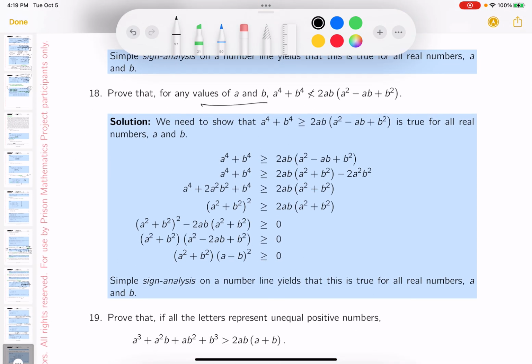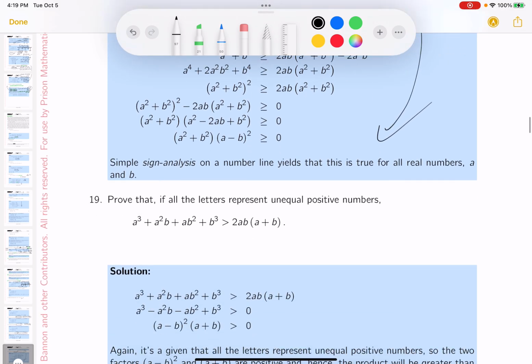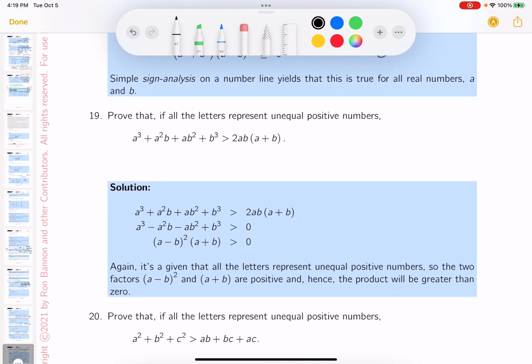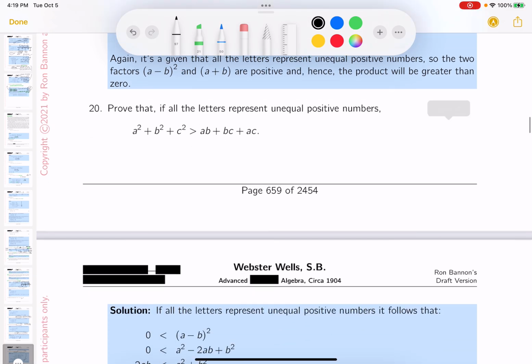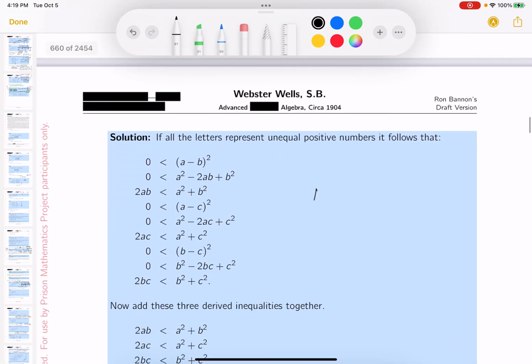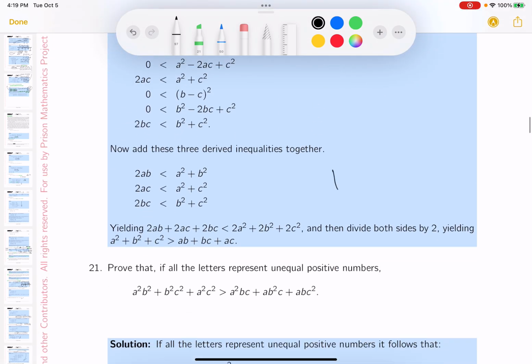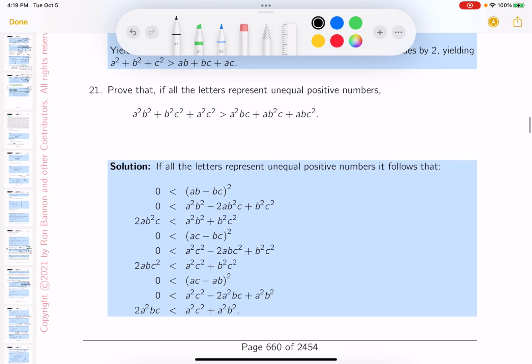Again, they're telling me something about A and B. It's more abstract. I put work over here. You have to look at that. All right, abstract. They do tell me that all letters represent unequal positive integers. Keep that in mind, and I did some work for you over there. Same thing for 20. Make sure you think about it. I know it's tough. I put a lot of work down there. Hoping you're going to look at that.